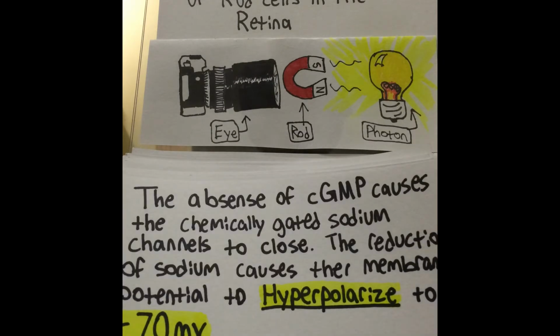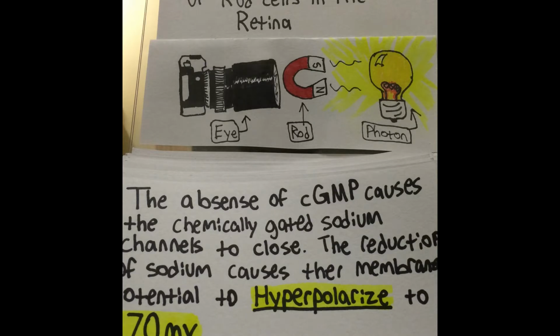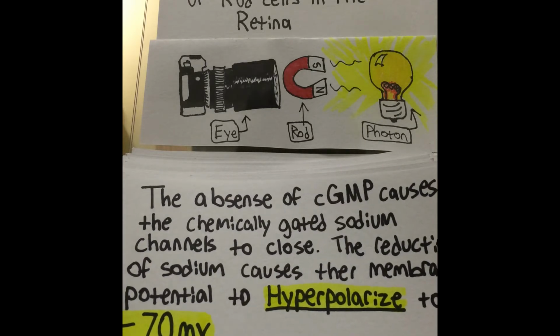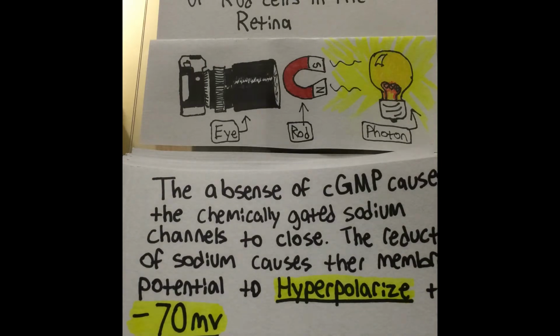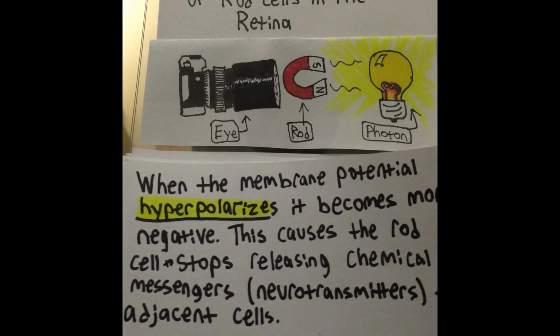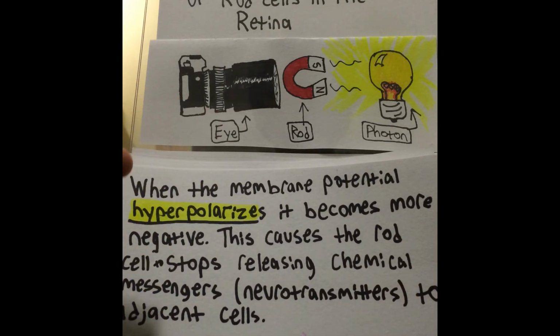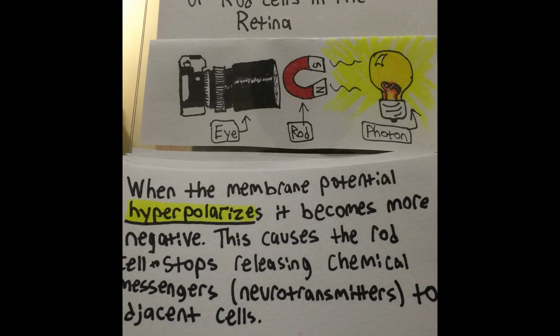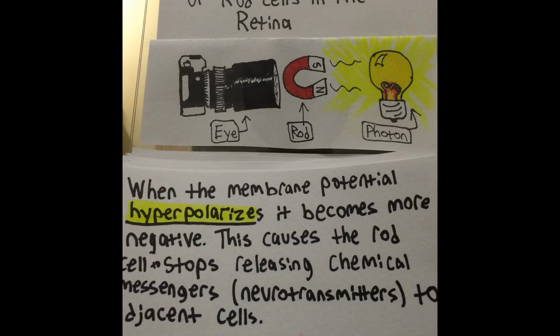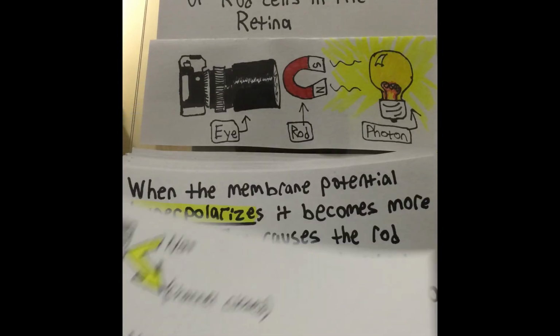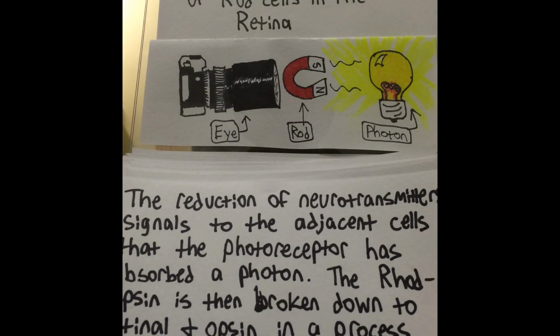The absence of cGMP causes the chemically gated sodium channels to close, and the reduction causes the membrane potential to hyperpolarize to -70 millivolts. When a membrane potential hyperpolarizes, it becomes more negative. The vice versa is true, so depolarization is becoming more positive. So this hyperpolarization causes the rod cells to stop releasing neurotransmitters to the adjacent cells. And the reduction of neurotransmitters signals to the adjacent cells that the photoreceptor has absorbed a photon.